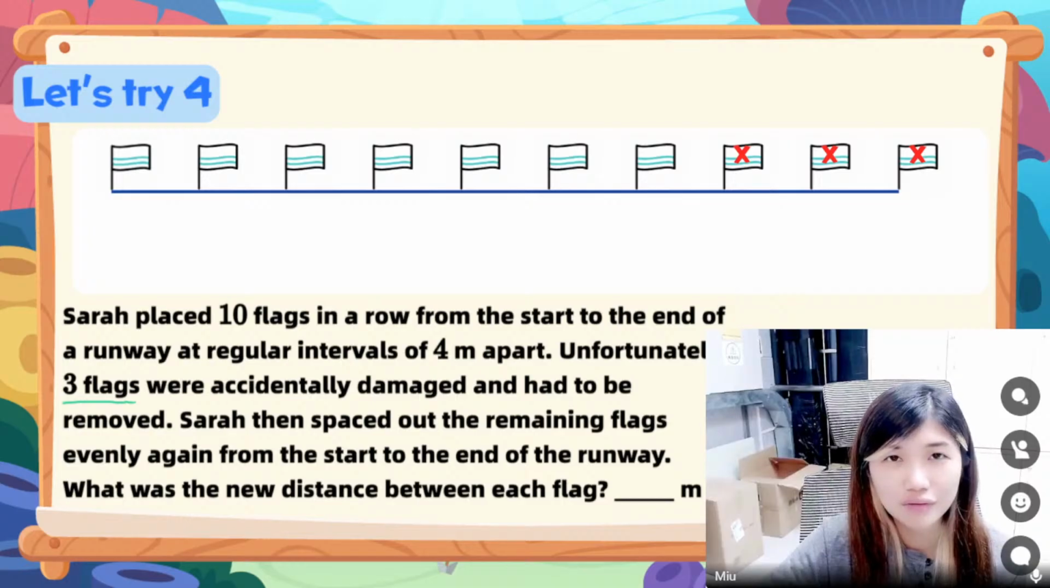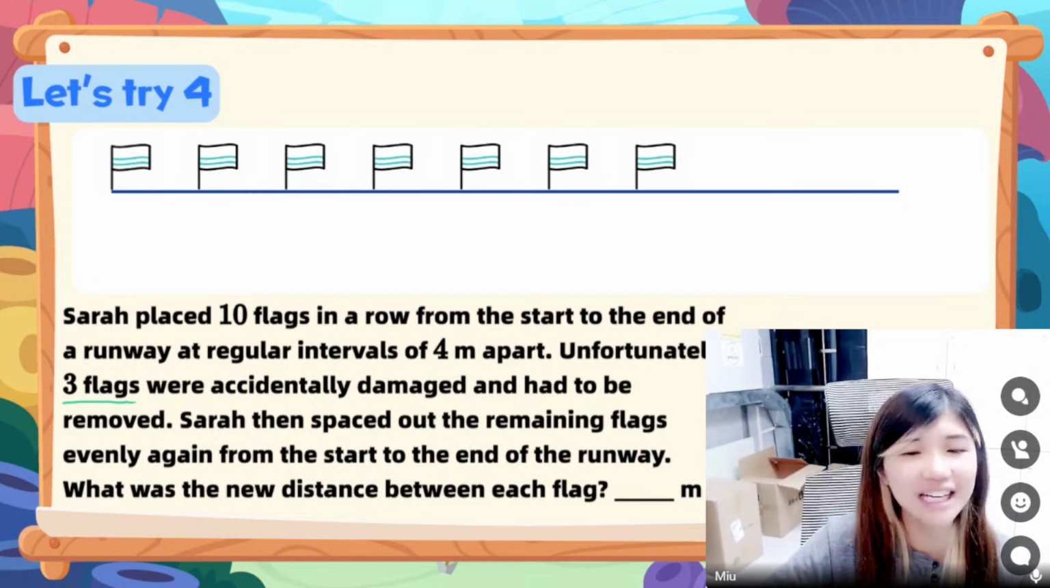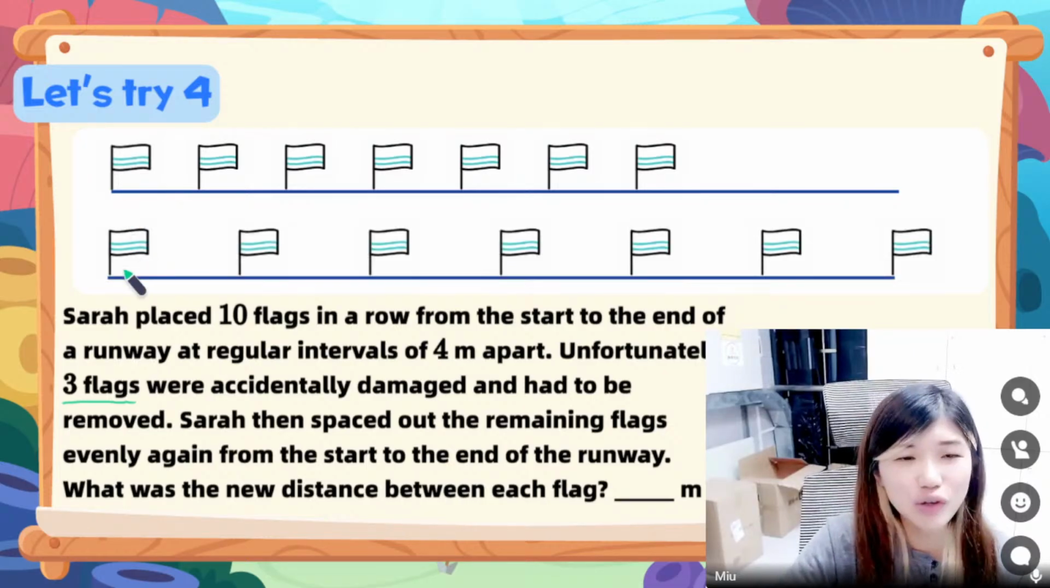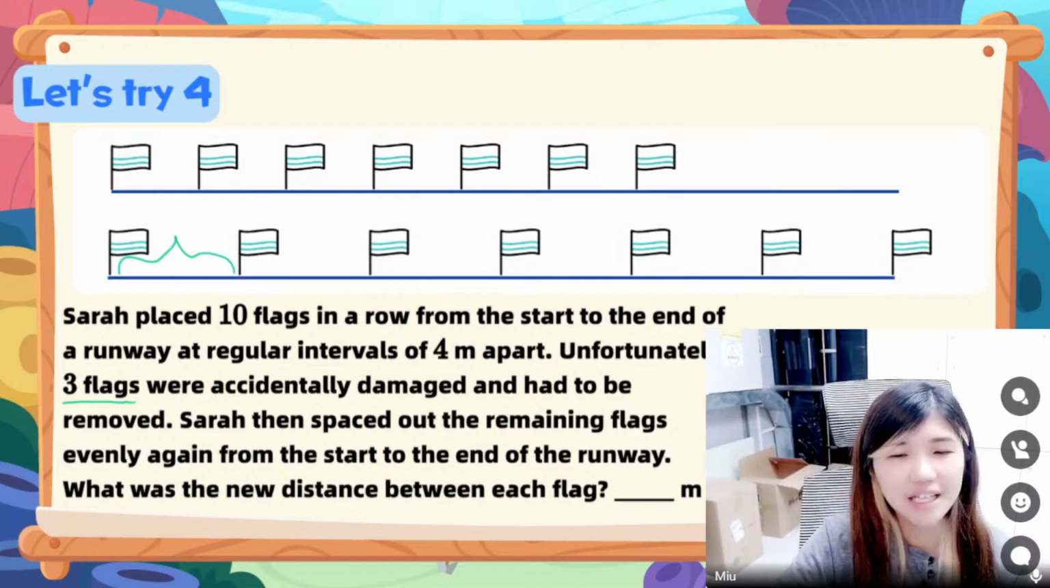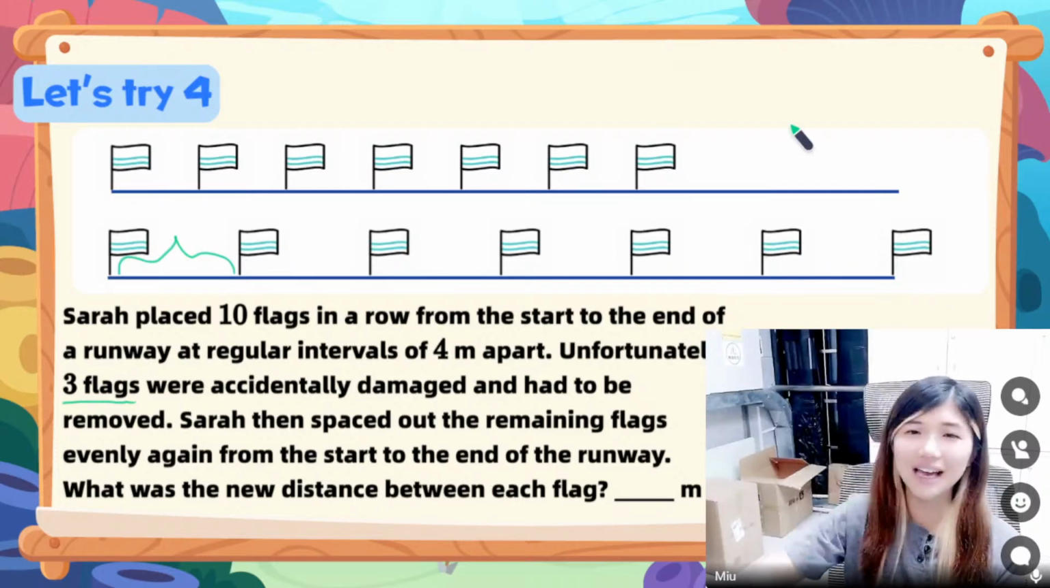Oh no. And have to be removed. Then Sarah placed out the remaining flags evenly again from the start to the end of the runway like this. What is the new distance between each flag? Any idea? Oh, this is very tricky. I can show you this again.